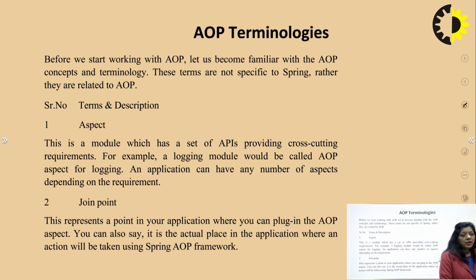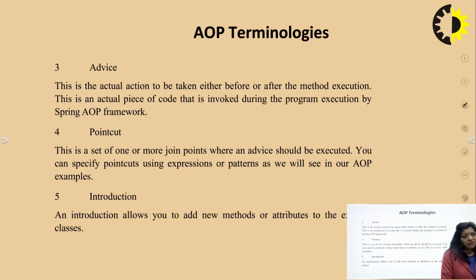And the join point represents a point in your application where you can plug in the AOP aspect. You can also say it is the actual place in the application where an action will be taken using the Spring AOP framework. Third one is advice. Advice is the actual action to be taken either before or after the method execution. This is an actual piece of code that is invoked during the program execution by the Spring AOP framework.